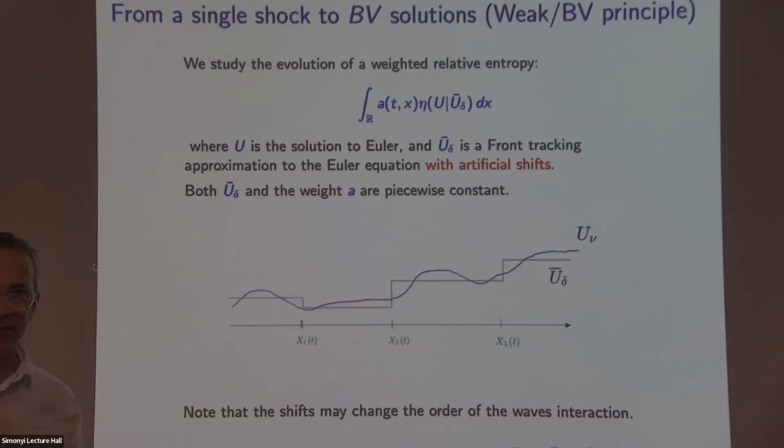So what I gain by doing this is that this U bar delta here, the waves are not moving as they should. But when they interact, I still use the Glimm potential. They interact the way they should. So we keep the small BV structure. So this U bar delta here does whatever it wants, but it stays small BV. And because we make artificial shifts, it means that actually I still control the distance of U0 to U bar delta.